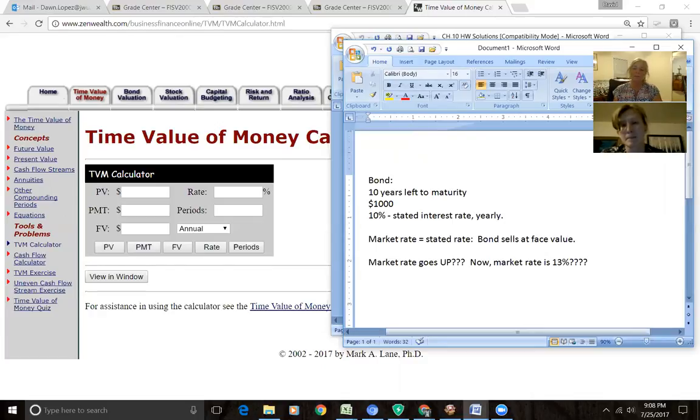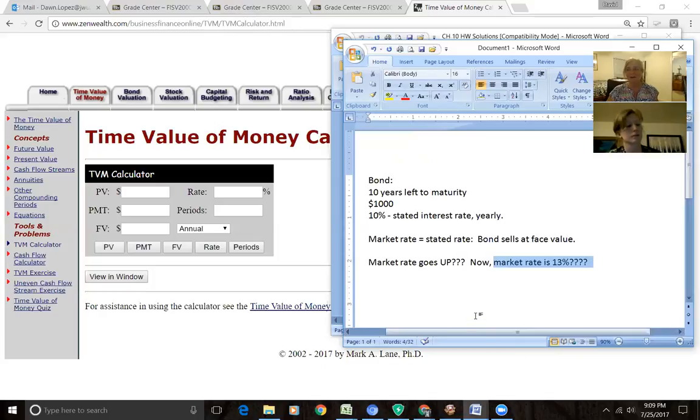Well, who's going to want to buy your bond? If you go out into the marketplace, and marketplace means you can ask your neighbors, your coworkers, your friends, hey, will you buy this bond from Disney? Give me $1,000, and for the next 10 years, you'll get 10% interest. Nobody's going to want to buy it because they're going to say, well, the market rate is 13%.